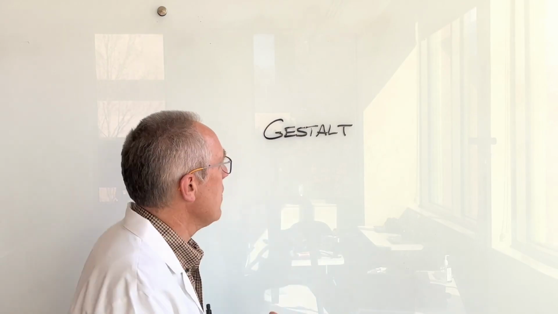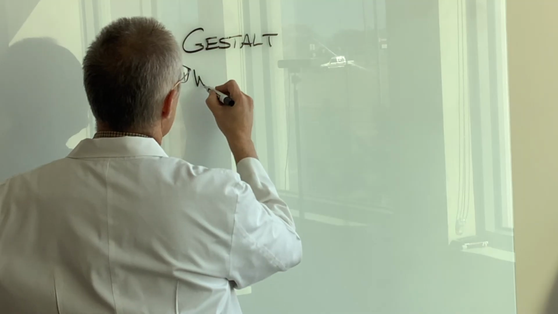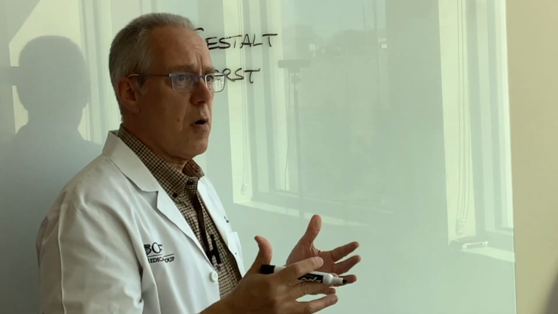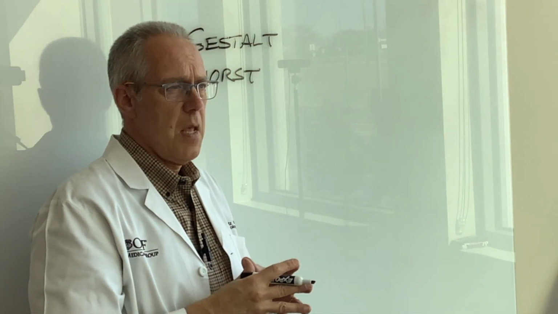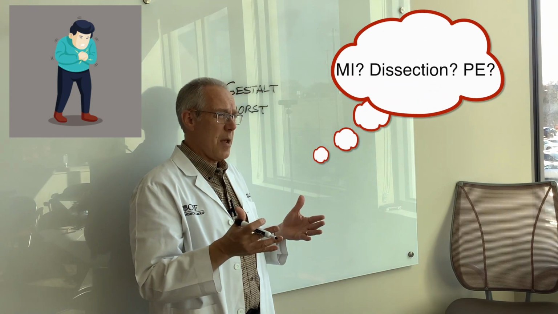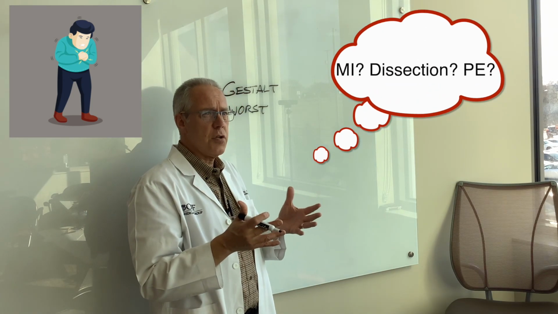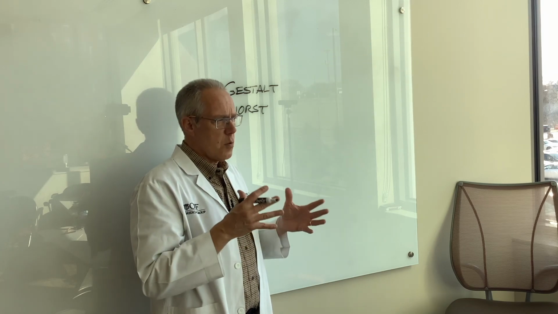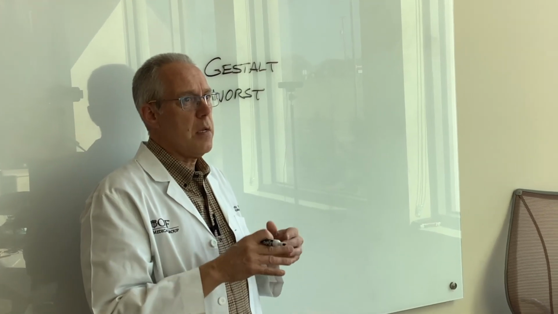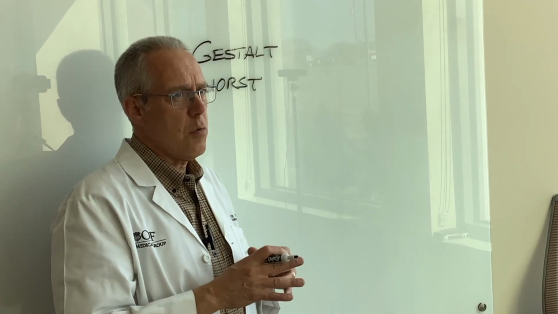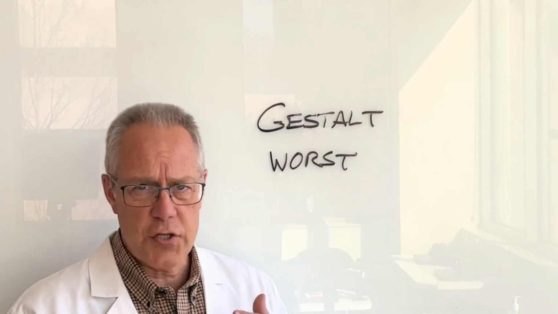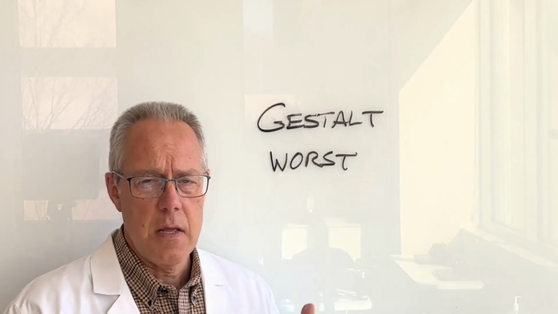Now, the second thing you should think of is what is the worst thing that this can be? Now, this is a normal approach in the emergency room. And in the same patient, you would not only think, do I think this is an MI? Do I think it's a dissection? Do I think it's a PE? You're going to want to think of those things. Now, it probably isn't those things, but you need to make sure that you aren't missing the worst thing. So first Gestalt, then check all the data against it, then the worst.